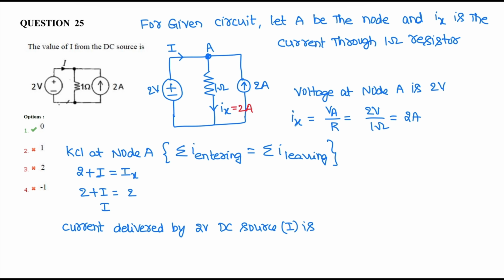So we know that Ix is 2, so 2 plus I. Therefore current I is 0. So the current I is 0. That is, the current delivered by the 2 volts DC source is 0 ampere. So the correct option is 1.